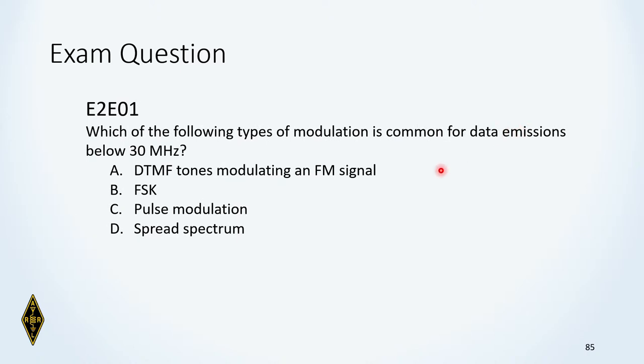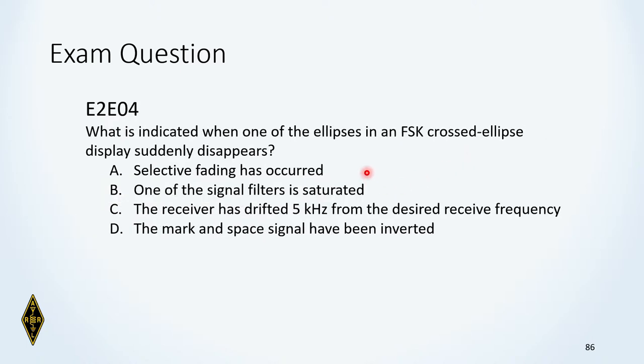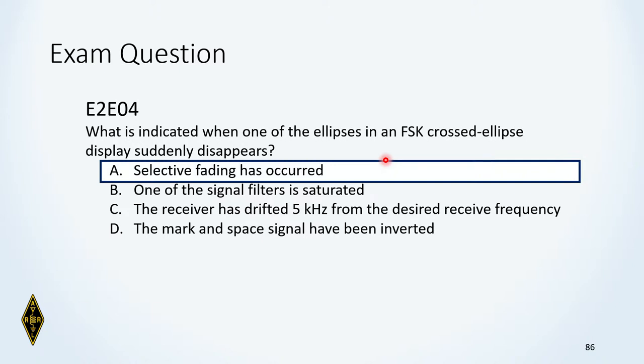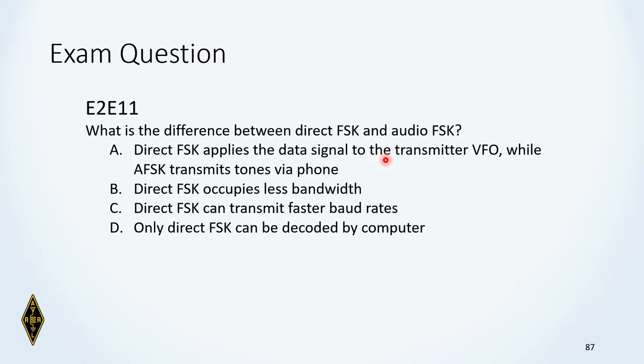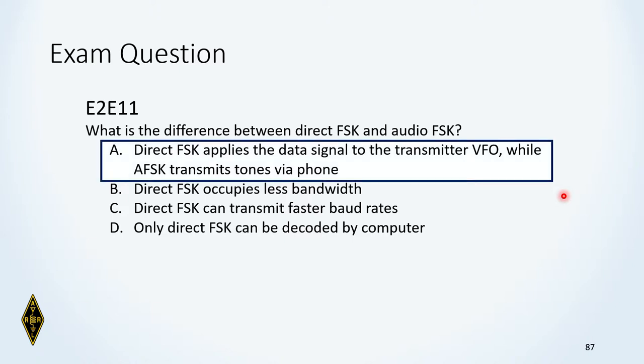Which of the following types of modulation is common for data emissions below 30 megahertz? Bravo. It is Bravo. Oh, and you can kind of eliminate that by looking at the distractors. What is indicated when one of the ellipses in an FSK crossed ellipse display suddenly disappears? Alpha. Selective fading has occurred. Correct. What is the difference between direct FSK and audio FSK? The great controversy. FSK is better. Right. Alpha. Well, alpha is the answer that we actually want.